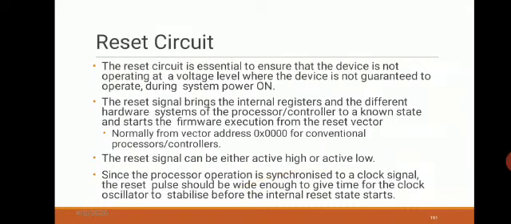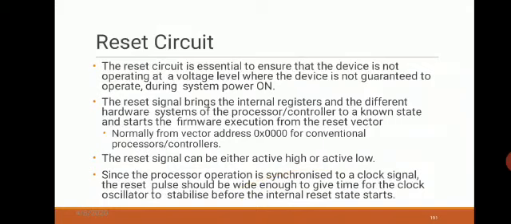Fine. The reset signal brings the internal registers and the different hardware systems of the processor or the controller to a known state, and starts the firmware execution from the reset vector. Normally the vector address is 0000 for a conventional processor or controller. So the reset circuit will produce one signal, and that signal will bring the internal registers and the different hardware systems to the reset condition, to a known state, whatever the state was before the starting of the processor. And this is all done by calling a reset vector.